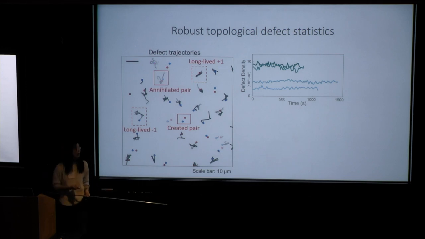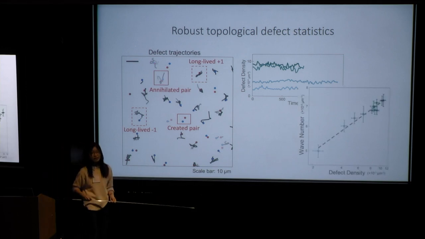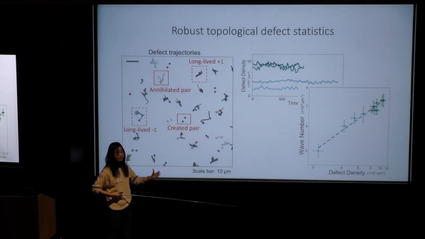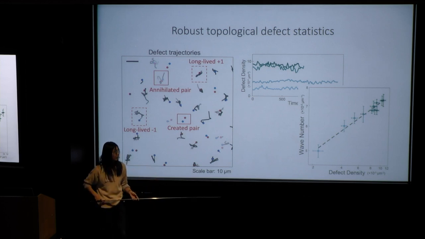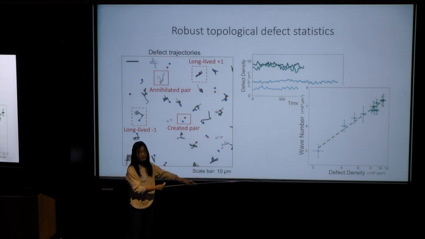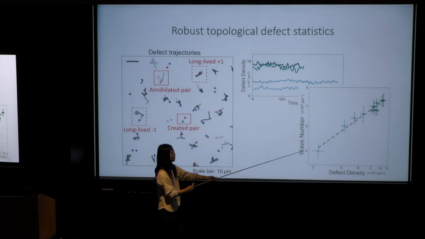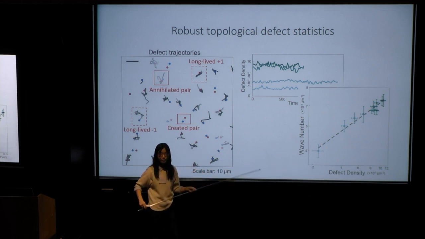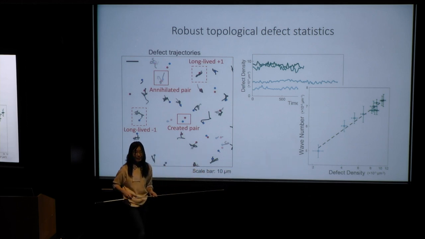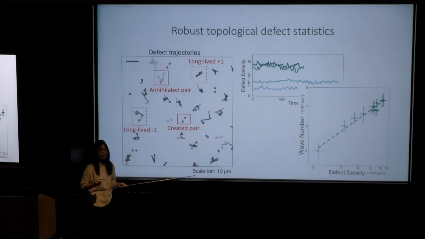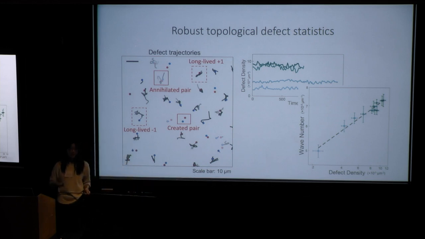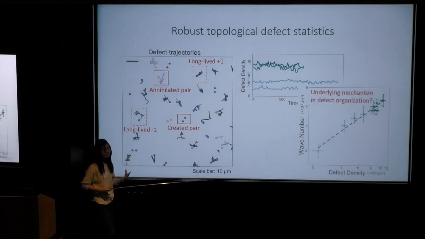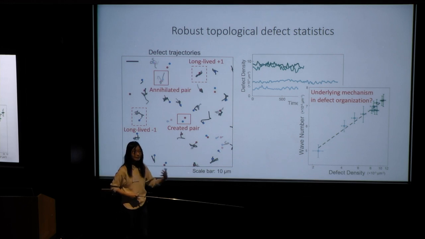happening. So when we generate more independent steady states and we quantify those defect statistics, we realize that such defect density very nicely scales with the wave number we could extract from the protein propagation wave pattern. So these robust defect statistics then suggest to us that there might exist a specific mechanism across these states that guides the defect organization.